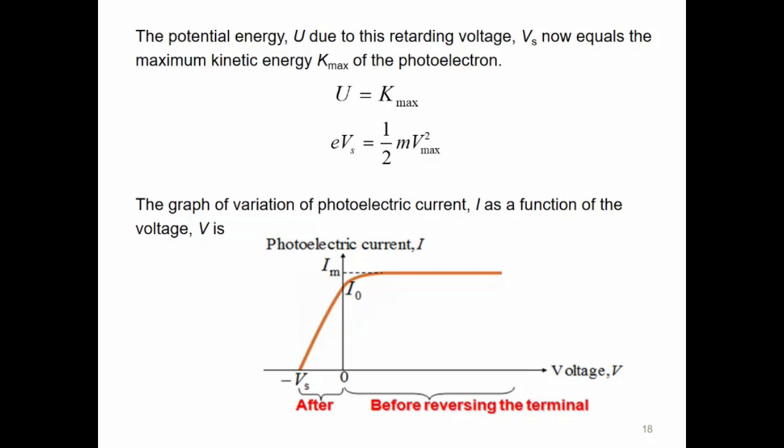The variation of photoelectric current I as a function of the voltage V can be shown through this graph here. As you can see, the photoelectric effect that we discussed just now progressed from the right to the left of this graph. The portion of the graph on the right was collected before reversing the terminal of the power supply, and after we reverse, the photoelectric current is 0 until it reaches a certain voltage known to us as the stopping voltage.